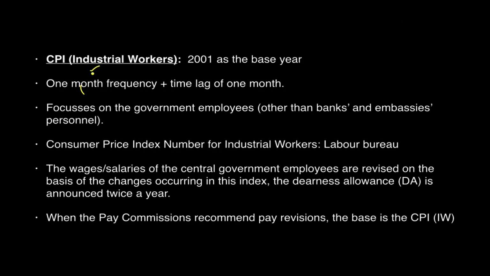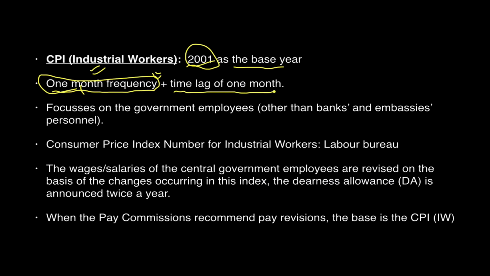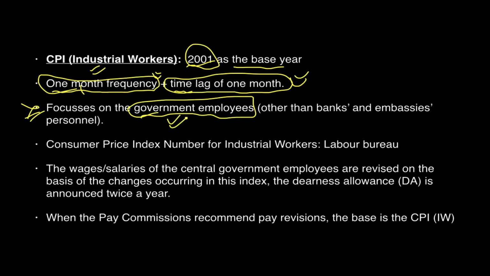So for CPI for industrial workers, 2001 is the base year. Basically there is 1 month frequency of CPI for industrial workers, and there is again a time lag of 1 month. Is that absolutely understood? So it is done on a monthly basis with the 1 month time lag. Very important feature. It mainly focuses on the government employees. Okay, it is taken into consideration for them, and it does not include bank employees and it does not include embassy personnel because they will distort the numbers.